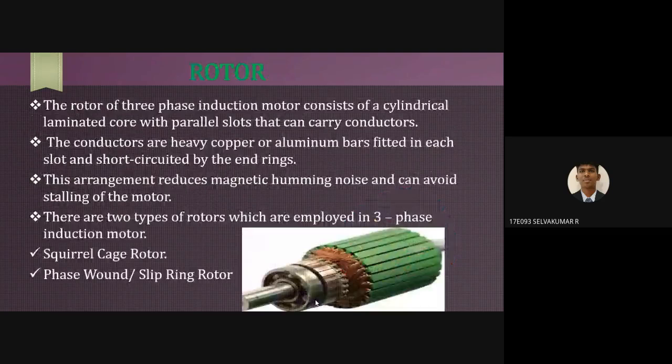Rotor. The rotor of the three-phase induction motor consists of a cylindrical laminated core with parallel slots that can carry conductors. The conductors are heavy copper or aluminum bars fitted in each slot and short-circuited by the end rings. This arrangement reduces magnetic humming noise and can avoid stalling of the motor. There are two types of rotor which are employed in three-phase induction motor. One is the squirrel cage rotor, and the other one is the slip ring rotor.